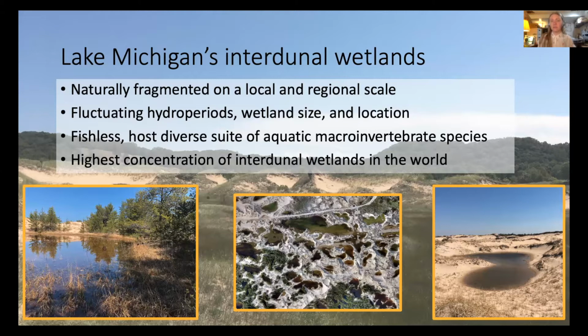Lake Michigan's eastern coastline, specifically within Ludington State Park, maintains the highest concentration of interdunal wetlands in the world. So here we have an incredible opportunity to study aquatic insect population genetics within this habitat.